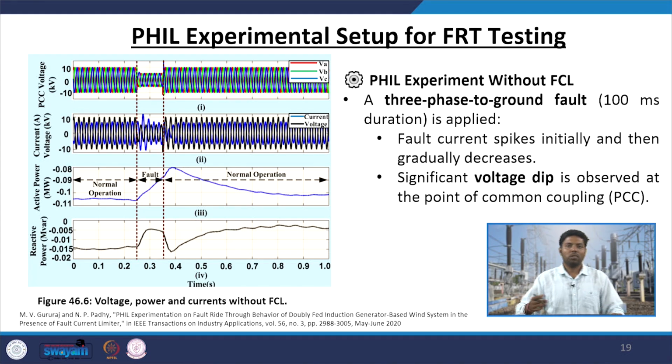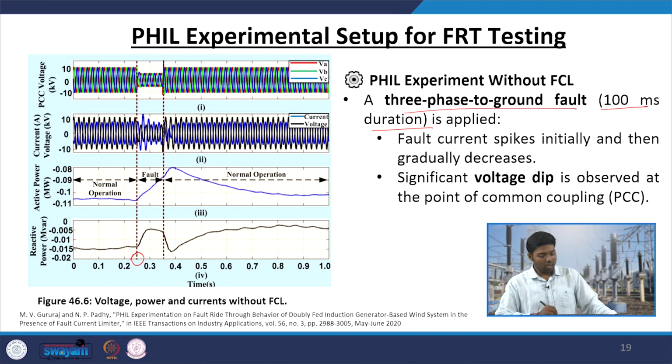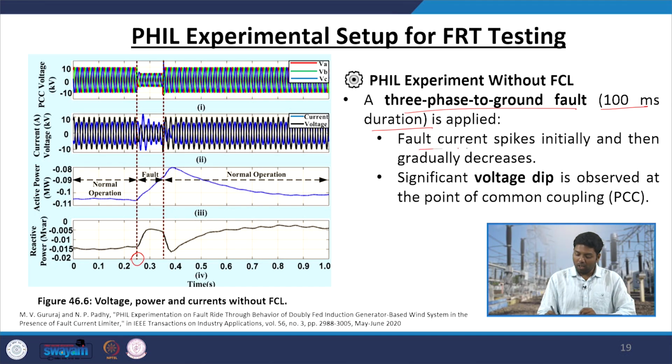With the PHIL experimentation, first we will see the case without the FCL, that is, the fault current limiter. A 3-phase to ground fault is applied at this location, and it persists for a duration of 100 milliseconds. If you see the fault current, it spikes initially and then gradually decreases. So, this is your transient. After that it decreases.